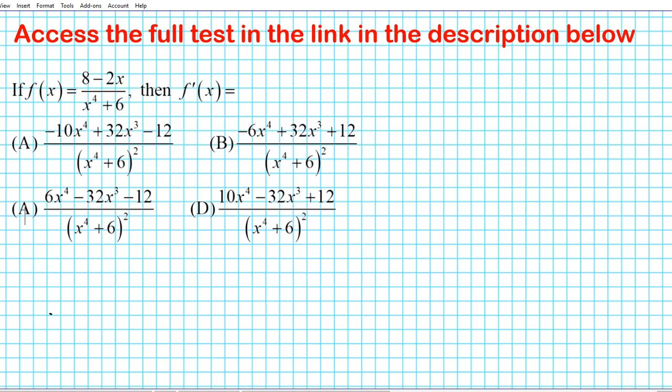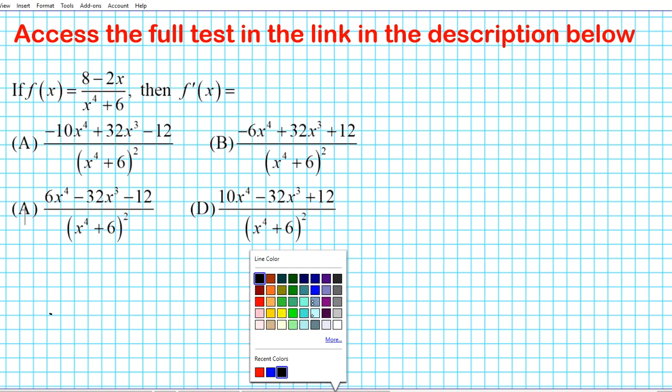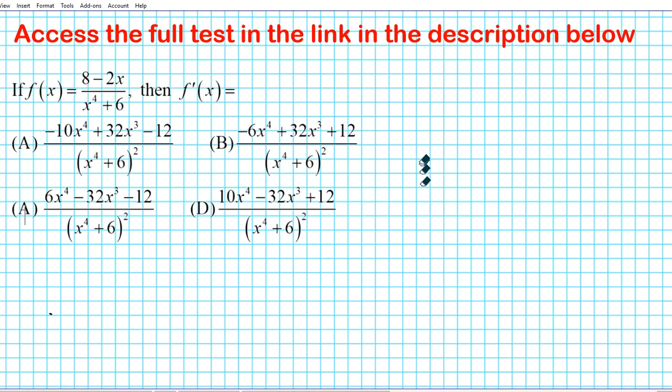Alright, the question is as follows. If f of x equals (8 minus 2x) divided by (x to the fourth plus 6), then f prime of x is... Now, we're just simply looking for the derivative here. So the application of the differentiation rules will suffice. The formula that we're going to use is the quotient rule formula.